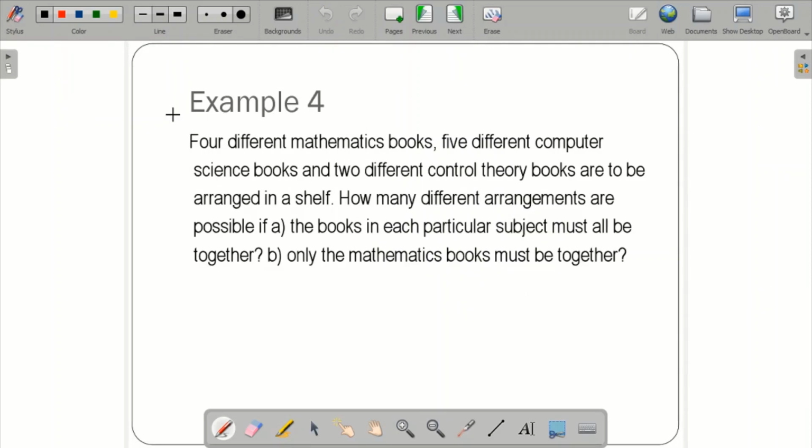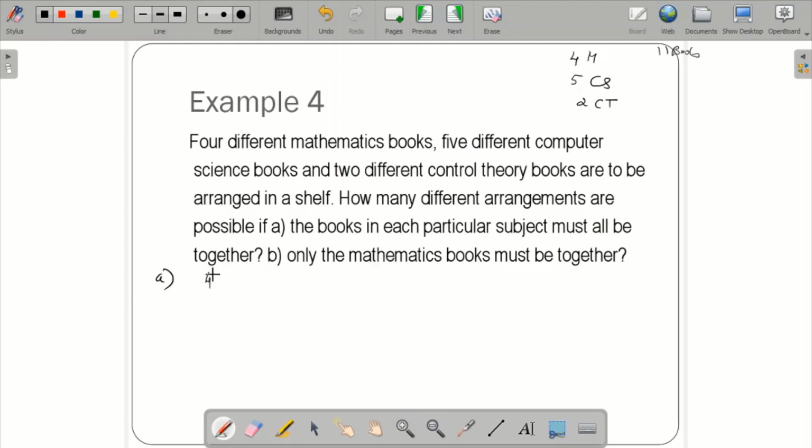Example 4. We have 4 different maths books, 5 different computer science books, and 2 different control theory books. Totally 11 books are to be arranged in a shelf. How many different arrangements are possible if the books in each particular subject must all be together?